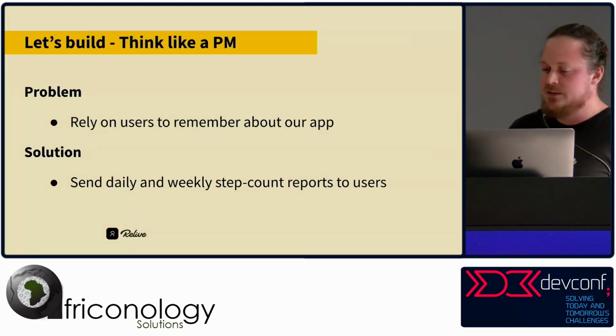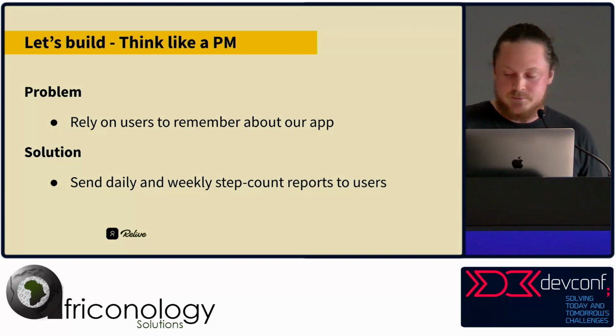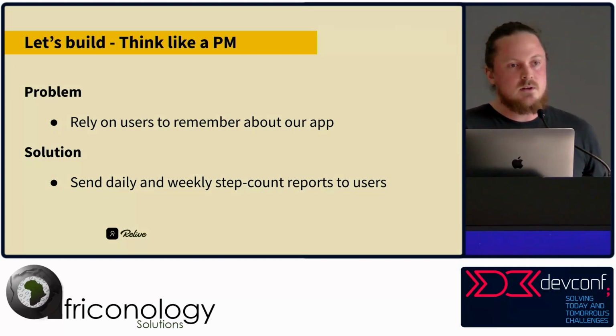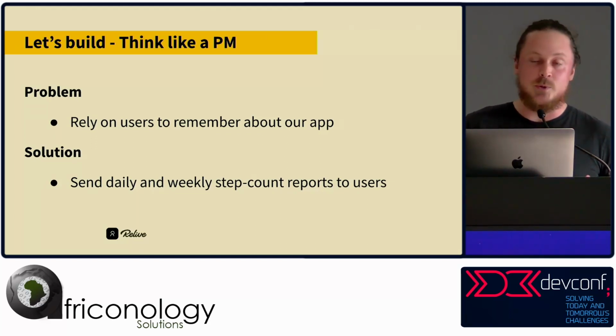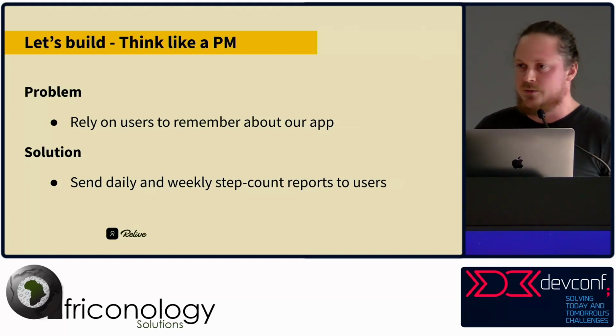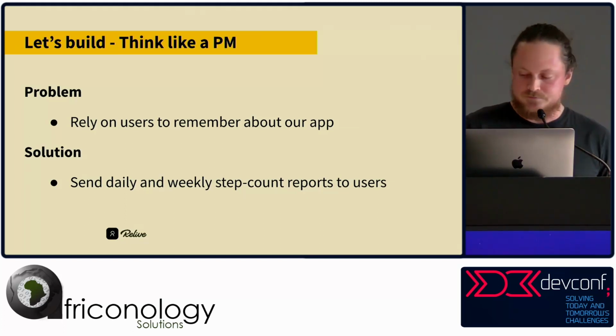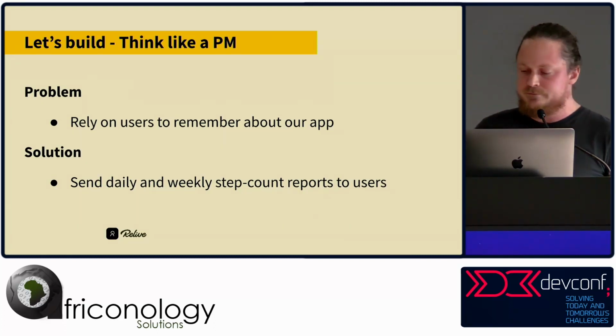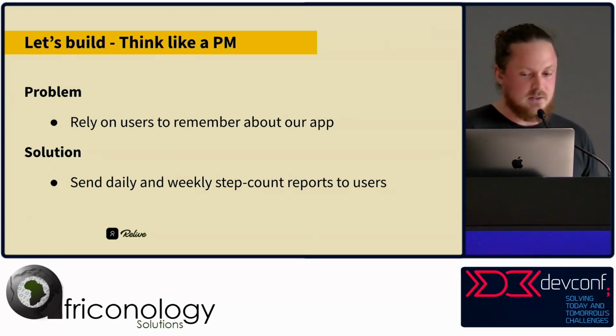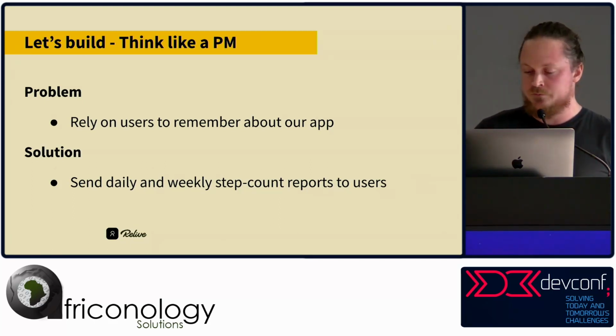For a brief moment, I'm going to be putting on my product hat. At this point, we are relying on our users to remember about our app. Now, as any product manager worth their salt will tell you, it's never a good idea to rely on your users to remember about your app. So we can address this memory barrier by passively reminding our users about our app. And we'll do this by sending them weekly step count reports.